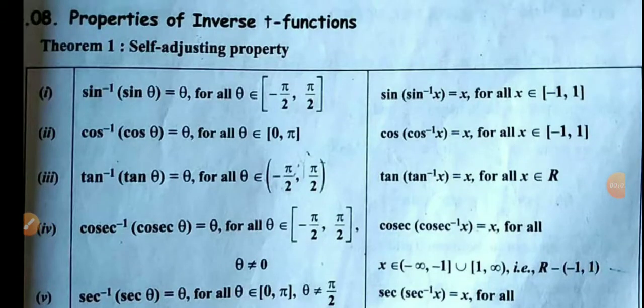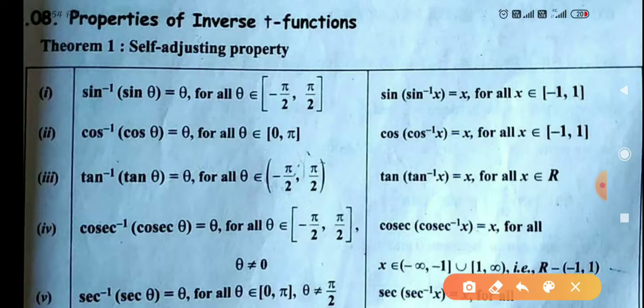Today I am going to explain the properties of inverse T functions. T functions means trigonometric functions. The first property is the self-adjusting property. What is this property? You understand carefully.